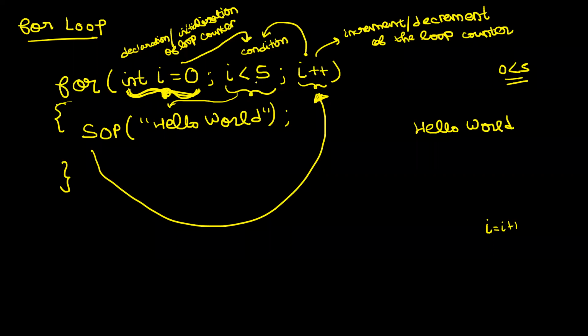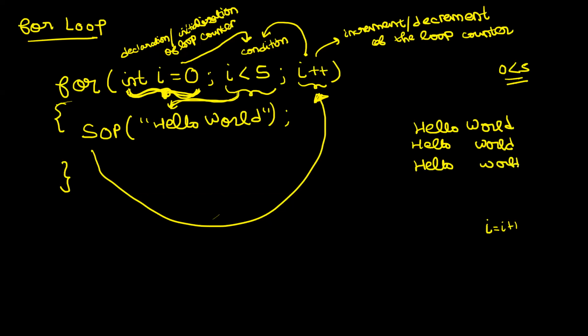Okay. I see. Is 1 less than 5? Yes, 1 is less than 5. So again, I will enter inside, hello world will be printed, and then this same pattern will follow. After the end of the block, I will again go to I++. The value of I will become 2. I will go to the condition check. 2 less than 5 is true. I will print hello world.